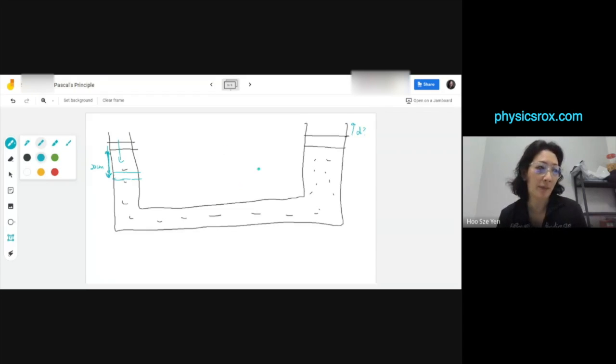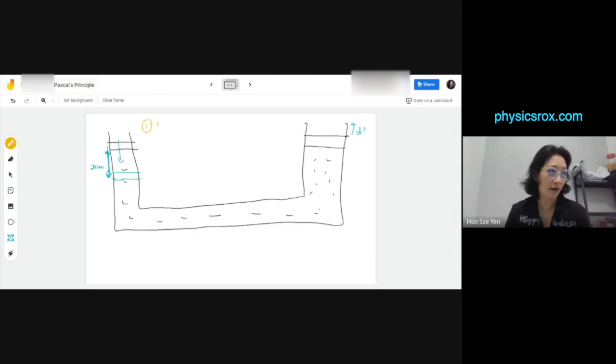So this is not Pascal's principle. It's just that it's related to Pascal's principle. It's related to the system. How do you calculate the distance? There are two ways. One way is you count based on volume. Another way is you count based on work done.